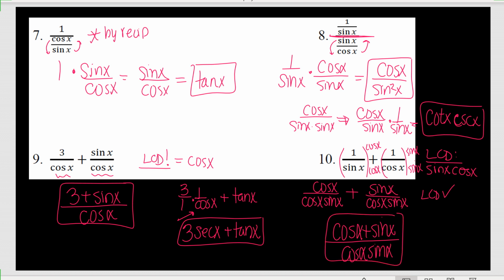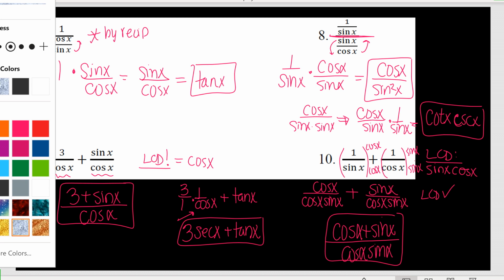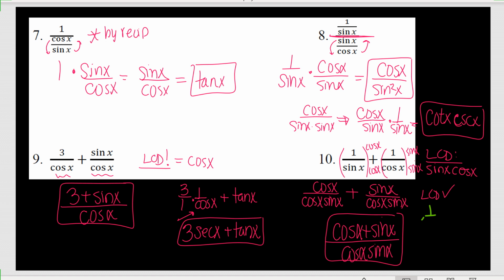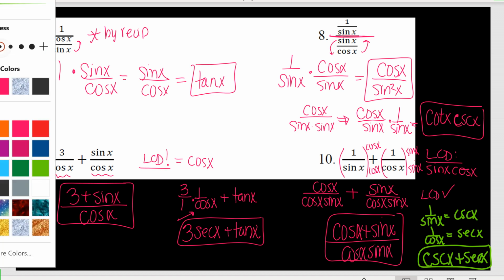Okay, that is one way to do this problem. Is there another? You bet there sure is, and I'm going to show you that real quickly. If you caught from the very beginning that 1 over sine is actually cosecant and 1 over cosine is secant, you could have made this a really, really short and sweet problem. You could have written cosecant plus secant. There you go. So that's another option for that particular example. Good job, guys. We're doing great with these.